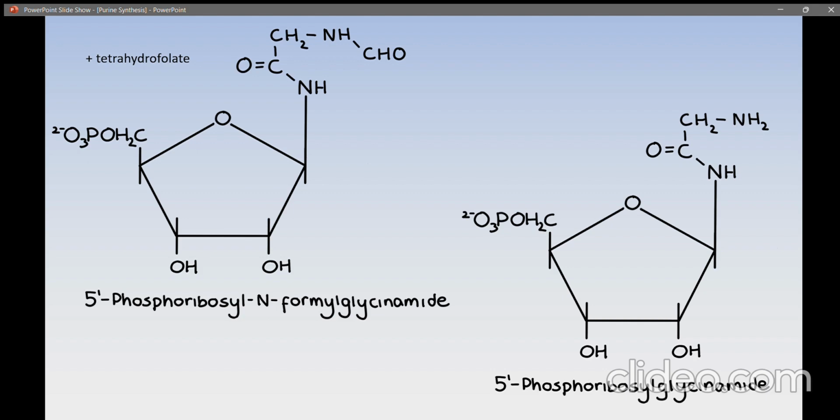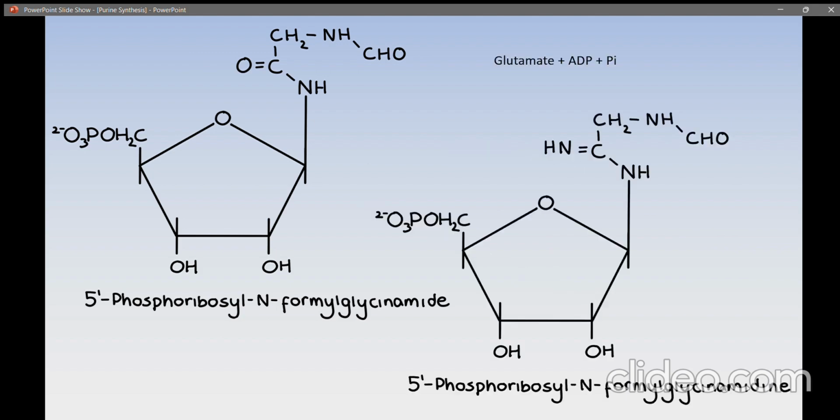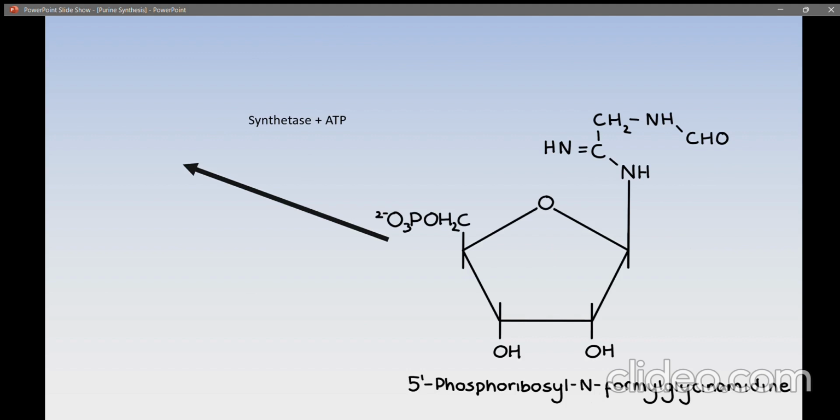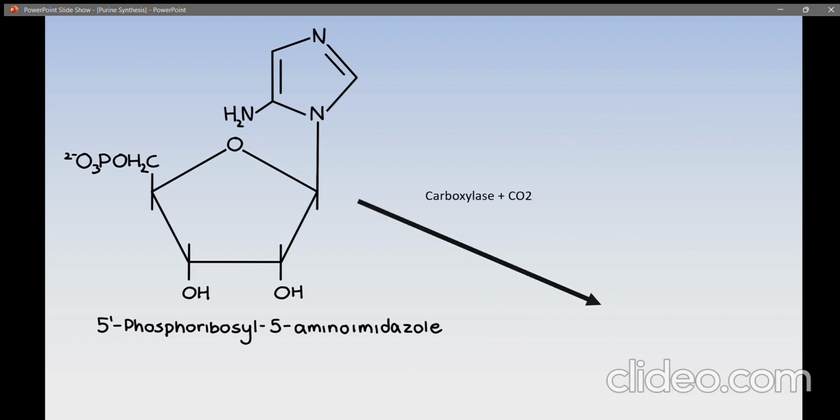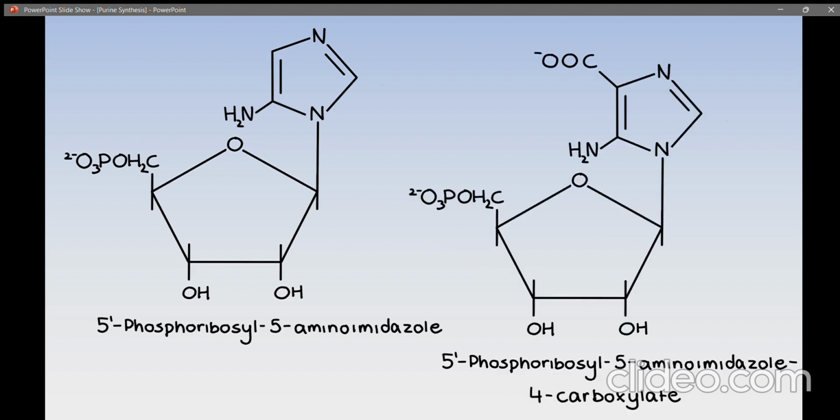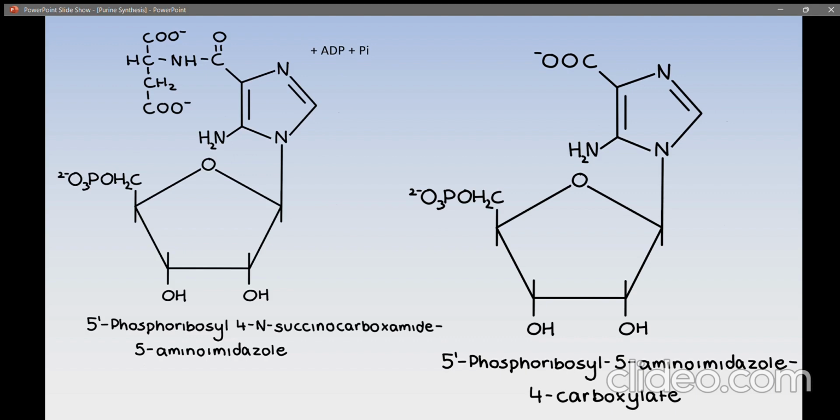replication. Glutamine, ATP, and water are used alongside the synthetase enzyme to produce 5-phosphoribosyl N-formyl glycinamidine, which again by synthetase is aided with ATP use to create 5-phosphoribosyl 5-aminoimidazole. Carboxylase uses carbon dioxide to form 5-phosphoribosyl 5-aminoimidazole 4-carboxylate. This carboxyl group is then built on by synthetase, which uses aspartate and ATP to create 5-phosphoribosyl 4-N-succinylcarboxamide 5-aminoimidazole.